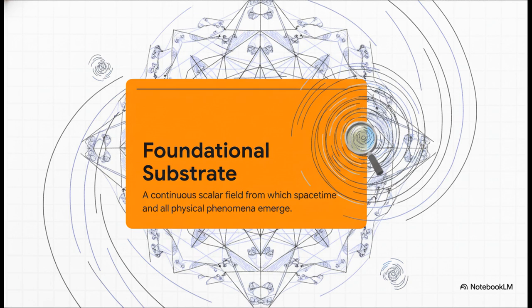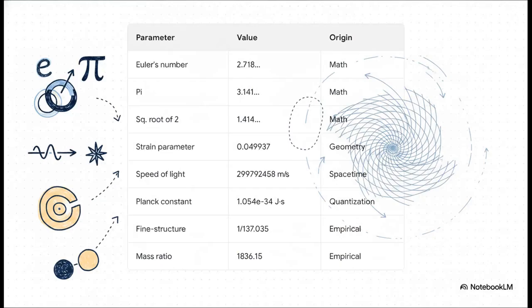The substrate possesses intrinsic geometric properties, like a specific amount of warping and a fractal structure. So in this framework, particles aren't tiny little billiard balls flying around. They are literal geometric wrinkles or excitations in this underlying substrate. And here are those exact 8 fundamental inputs. Notice how incredibly basic they are.